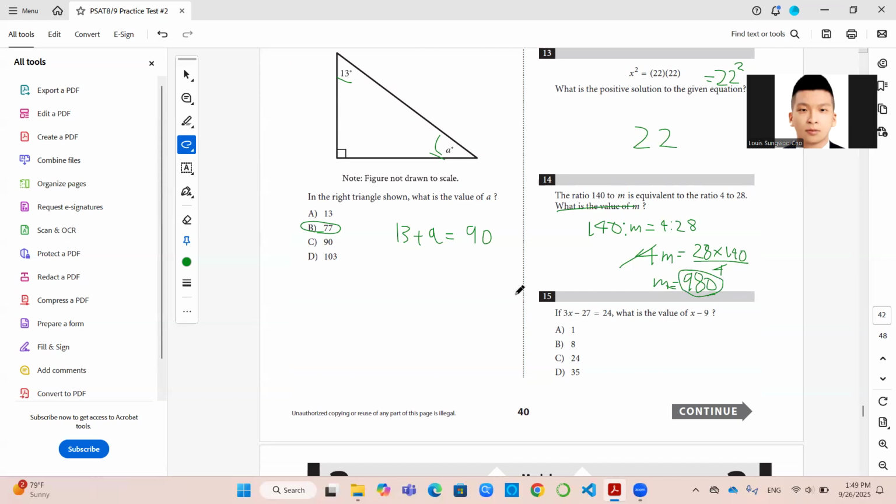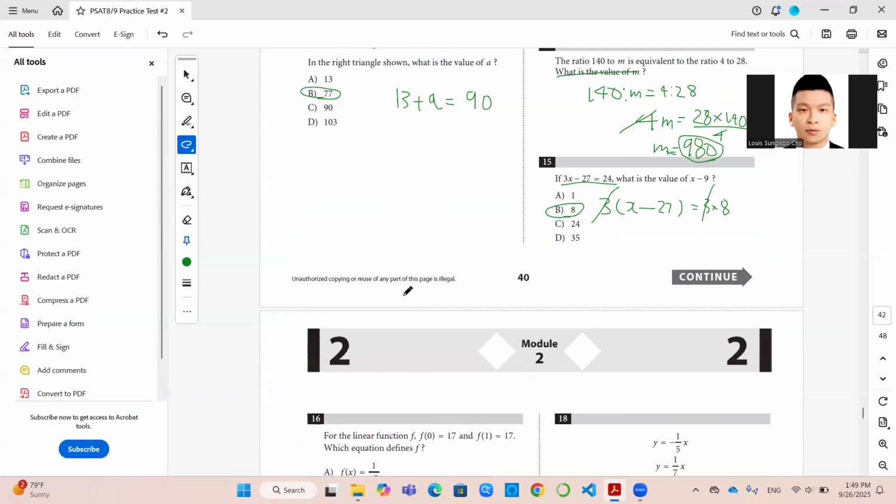If 3x minus 27 is 24, what's the value of x minus 9? All of these have 3 as a common factor, so I can pull this 3 out. This and 3 times 8. Get rid of the 3's and I get 8. So B is the correct answer.